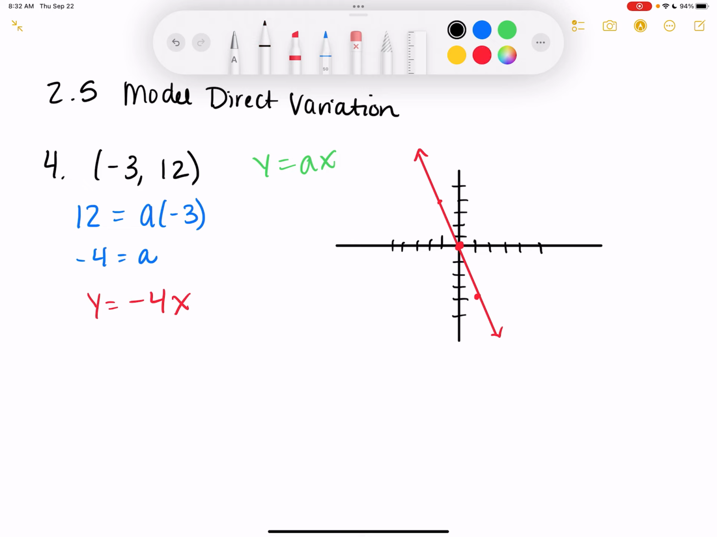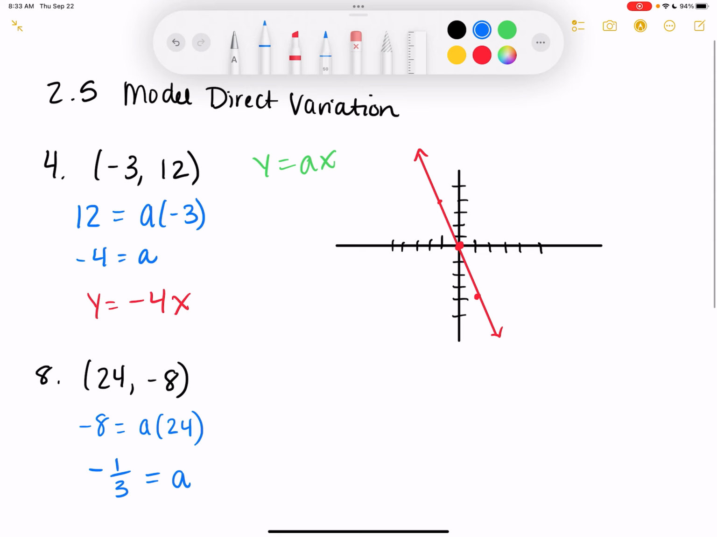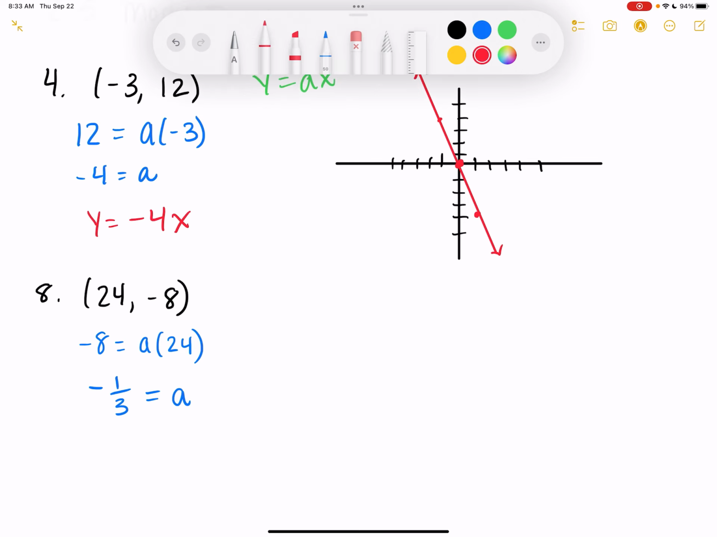Let's see, another one of these, number 8, the ordered pair 24 and -8. So what am I starting with? -8 equals a times 24. So then to get a by itself, dividing by 24, it's going to reduce down to -1/3. So then what's my direct variation equation? Y equals -1/3 x. And then we need to graph it.